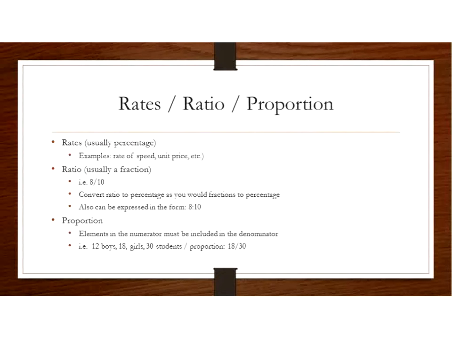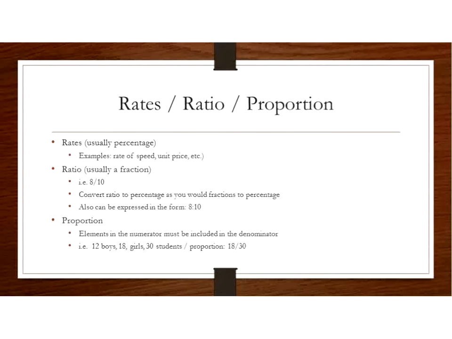Okay, now let's consider rates, ratios, and proportions. This is another interesting concept. Rates, ratios, and proportions are kind of synonymous a little bit. They're different ways of expressing relationships between values. With a rate, which is usually expressed or written as a percentage, it describes a measure, a quantity, or frequency that's going to be measured against some other quantity or measure.